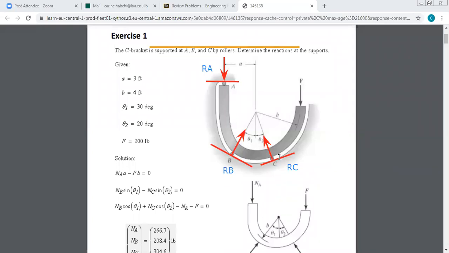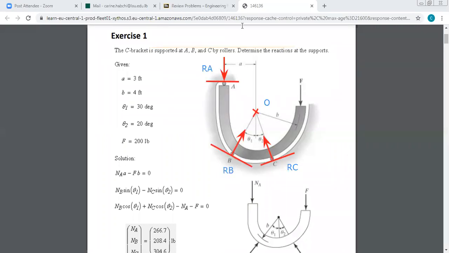First, if you want to choose a moment equation, try to choose sum of moment about a point for which we have a lot of forces having 0 moment. For example, here, if you take this point, the center of the circle, point O, what can you say? You can say that RB and RC are passing by O, so they don't have any moment about O. So it will be a good idea to take sum of moment about O equals to 0. So if I want to do sum of moments about O, I have the moment of RA and the moment of F.